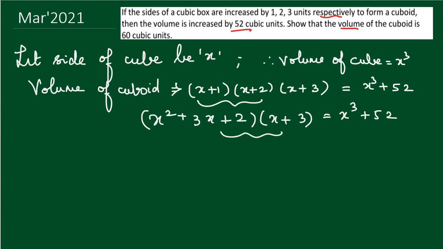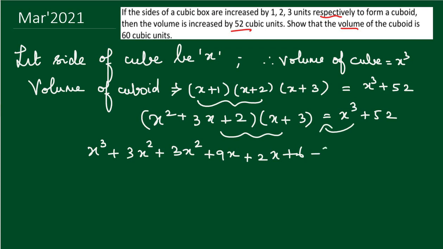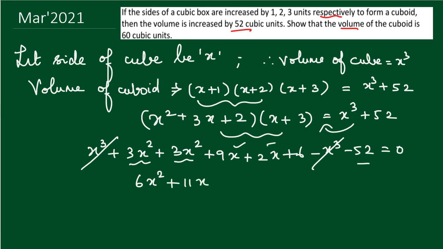Now multiplying these two brackets, this gives us x cube plus 3x squared plus 3x squared plus 9x plus 2x plus 6. Bringing these terms to the left, minus x cube minus 52 is equal to 0. So here x cube goes off, cancel. 3x squared plus 3x squared gives us 6x squared, 9x and 2x gives us 11x. 6 minus 52 gives us minus 46 is equal to 0.